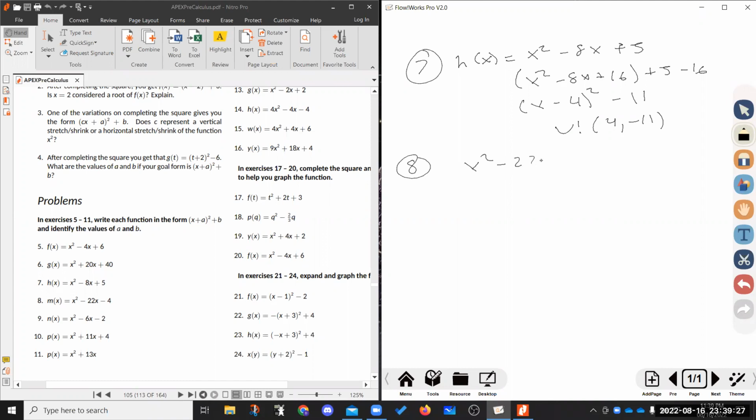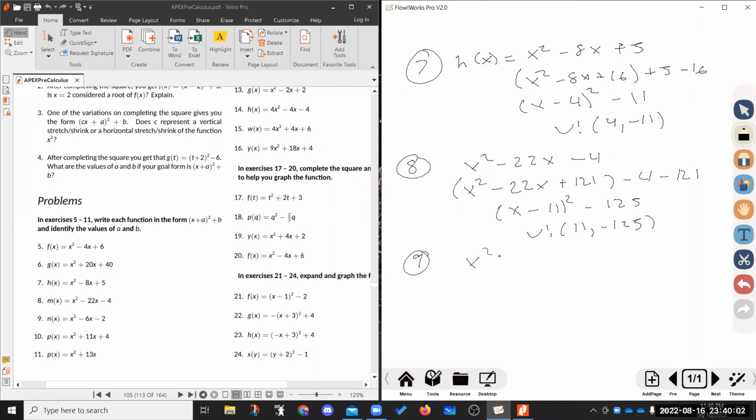We've got x squared minus 22x minus 4. They're being nice and giving me even numbers for most of my middle terms. They're going to stop doing that in a second here. So 11 squared is 121. Minus 121 is going to be x minus 11 squared minus 125. My vertex is at 11, -125.